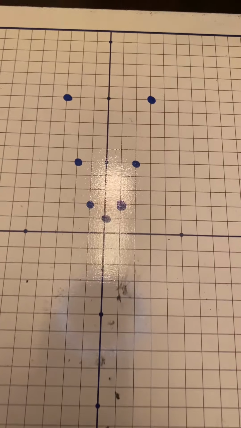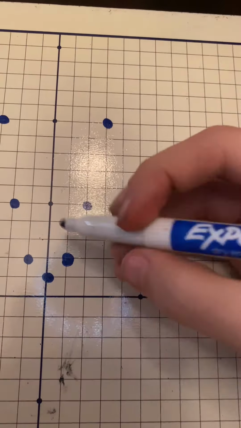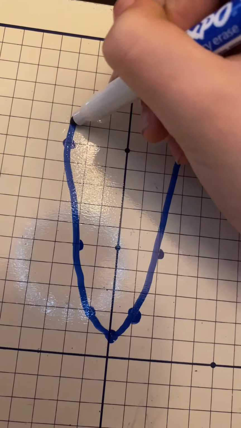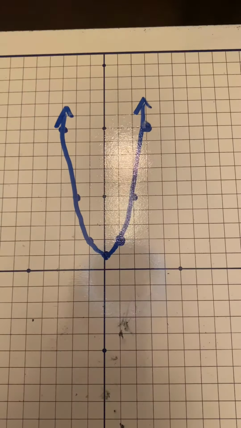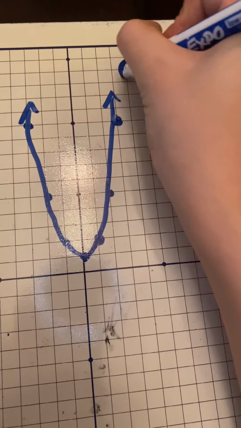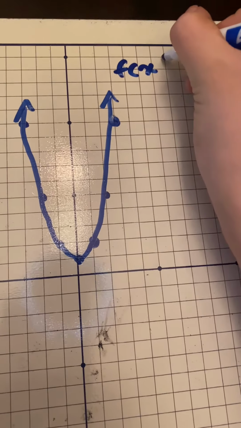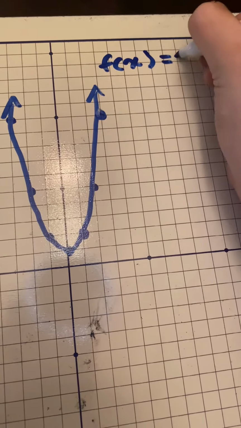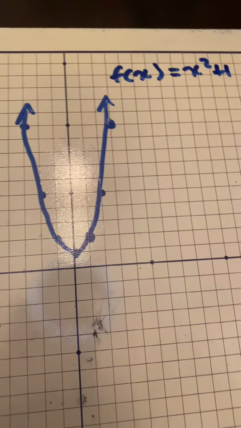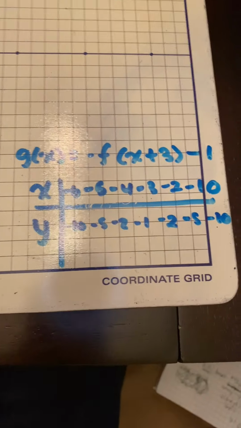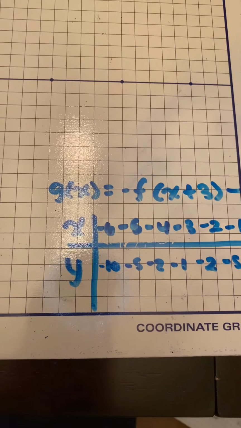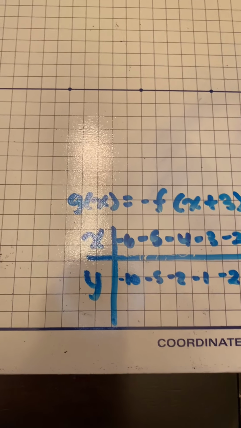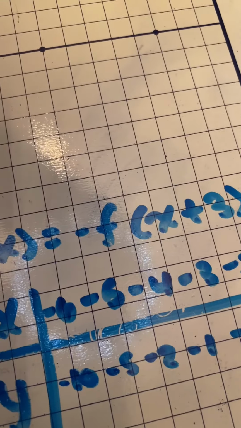So as you can see, this is your f function. That's not the best, but you know that this is your f of x equals x squared plus 1. Now let's graph this one. We graph the g of x function, which we could do.